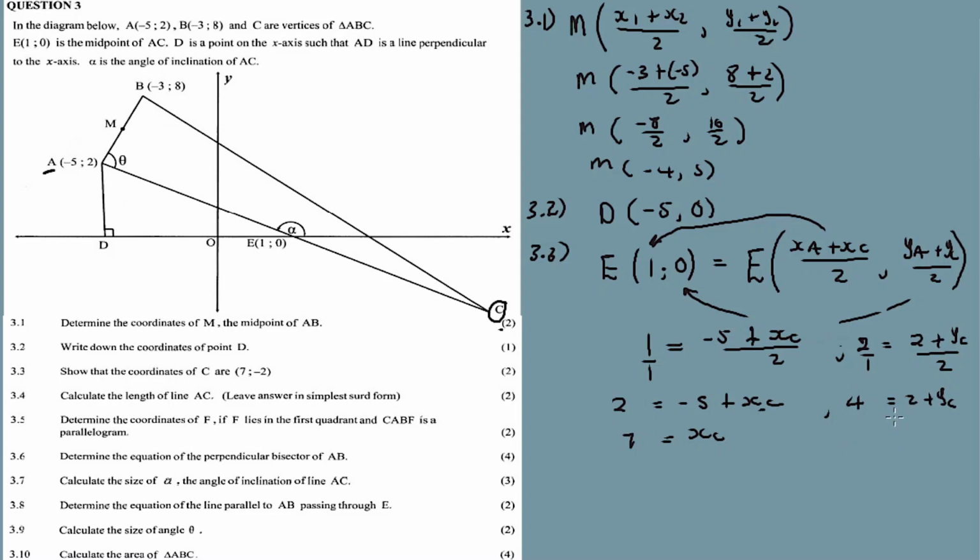Then 2, you subtract. 4 minus 2 is what? It is 2. That is YC. Therefore the coordinates of C are 7 and 2, x is 7, y is 2. Now we have shown that the coordinates of C are 7 and negative.